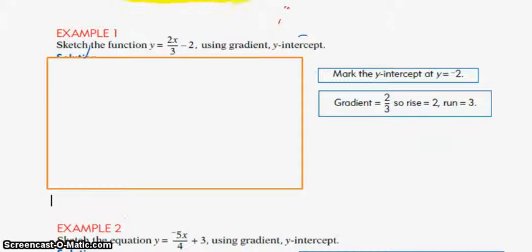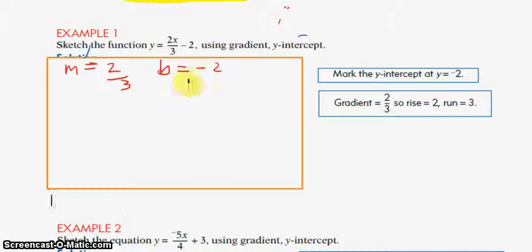Okay, use the gradient intercept method to graph. Anytime it says that, you need to figure out two things: what's the gradient, and what's the y-intercept? Remember, y equals mx plus b. The gradient here is 2/3. The y-intercept is minus 2. That sets me up straight away for my graph.